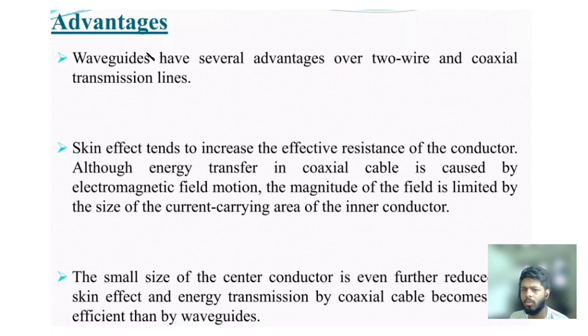Let us see the advantages of waveguides. Waveguides have several advantages over two-wire and coaxial transmission lines. Skin effect tends to increase the effective resistance of the conductor. Although energy transfer in coaxial cable is caused by electromagnetic field motion, the magnitude of the field is limited by the size of the current carrying area of the inner conductor. The small size of the center conductor is even further reduced by skin effect, and energy transmission by coaxial cable becomes less effective than by waveguides.